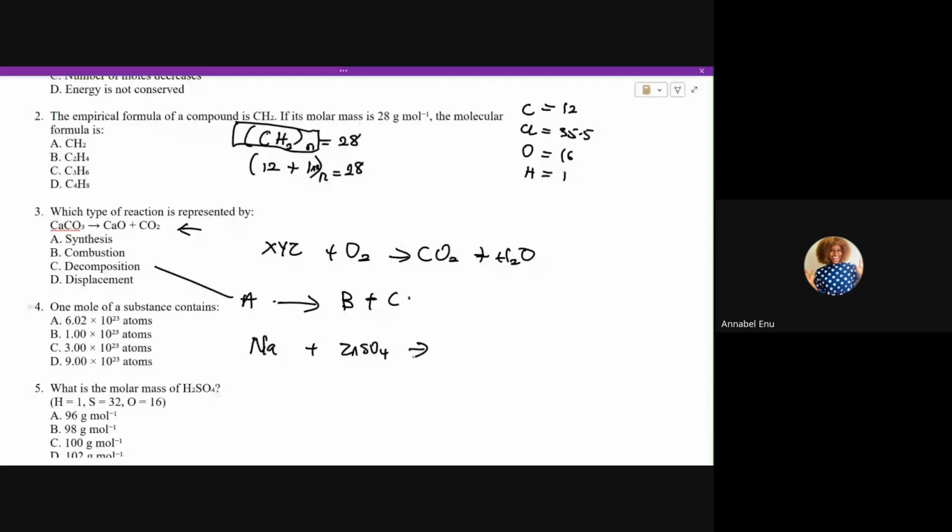Okay, so a reaction like this might occur, and because sodium has more priority, or is more electropositive than zinc, it can displace zinc and form sodium sulfate, Na2SO4, and then zinc will be on its own. So something like this is how a displacement reaction occurs.